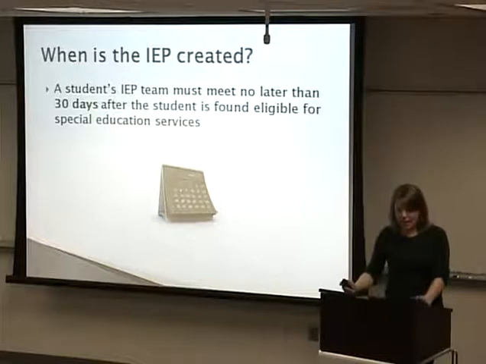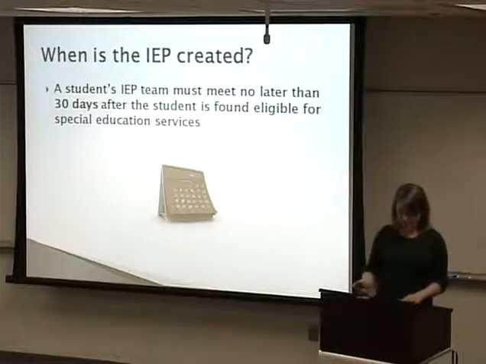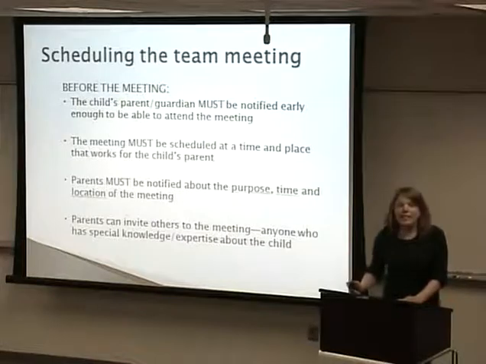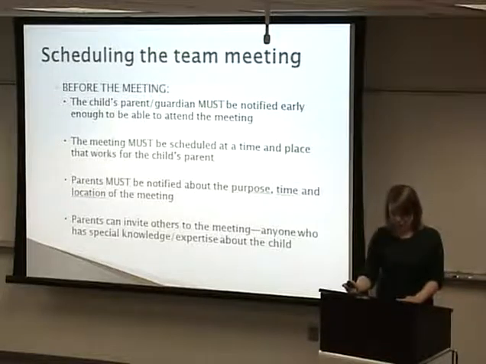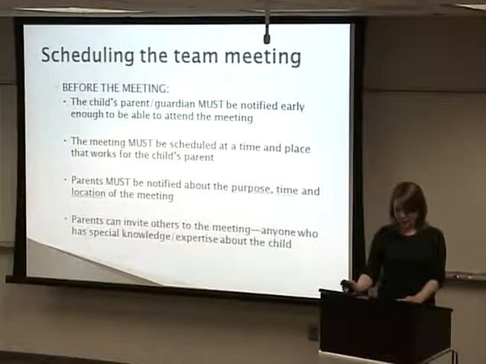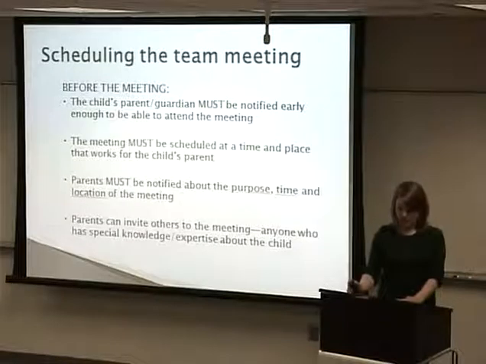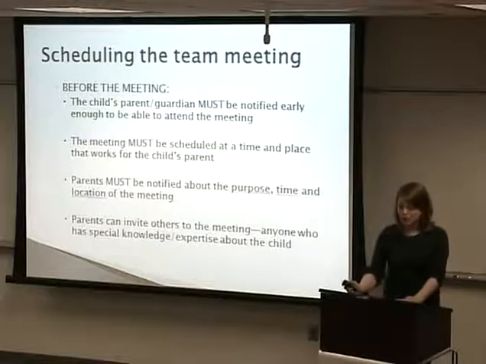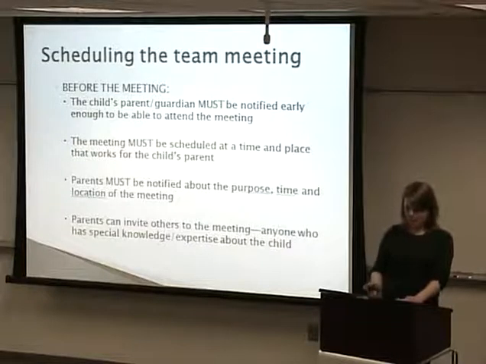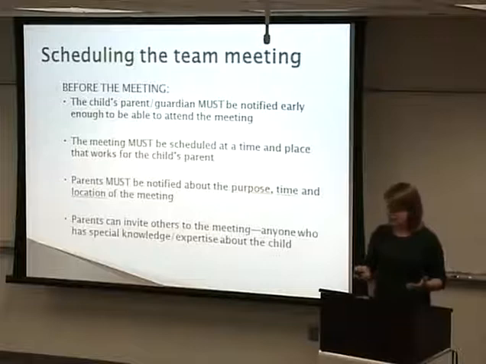When is this plan created? An IEP must be created within 30 days of when the student's identified as having special education needs. And the team meeting for when the IEP is first created is scheduled with the child's parents in mind. Before the meeting, the child's parent or guardian must be notified early enough so that they are able to attend the meeting. The meeting must be scheduled at a time and place that works for the child's parent, and parents must be notified about the purpose, the time, and the location of the meeting. Parents can also invite other people to these meetings, anyone who has special knowledge about the child and can give good positive input into what these plans include.